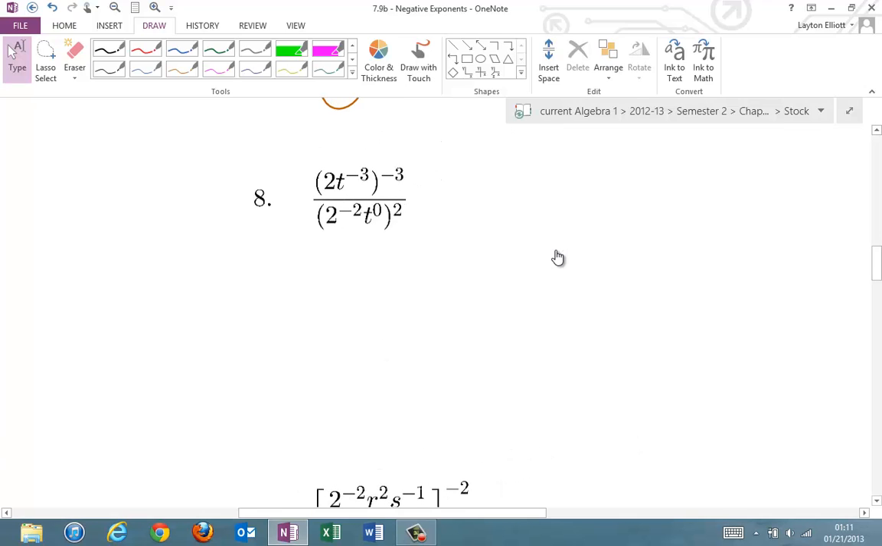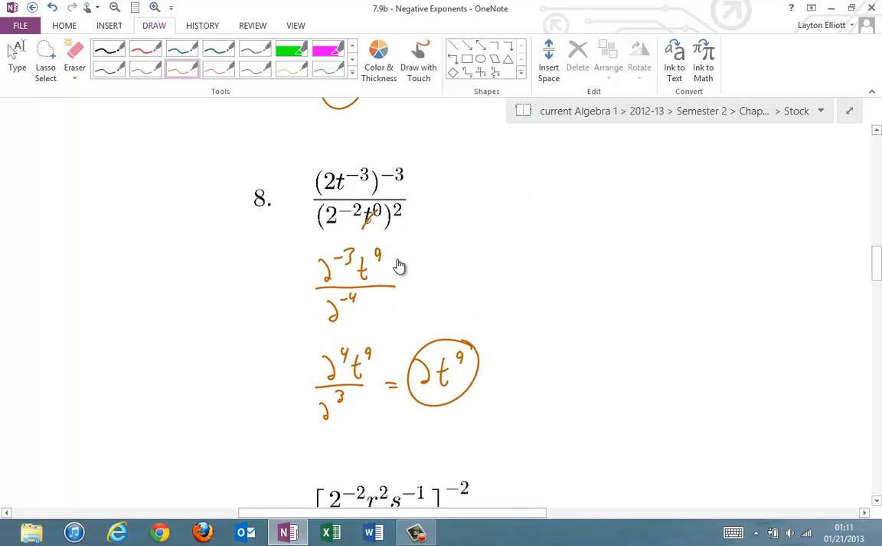Next, let's carry the exponents in. 2 to the negative 3, t to the 9th, over, this would be 2 to the negative 4, and the t to the 0 cancels out. Let's flip stuff around, 2 to the 4th, over 2 to the 3rd, and the t to the 9th on top. The 2 to the 4th and the 2 to the 3rd will cancel as a 2 to the 1 in the numerator, so we have 2t to the 9th over 1, which will just leave us 2t to the 9th.